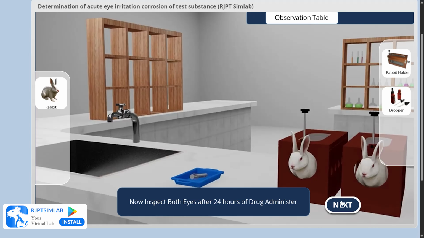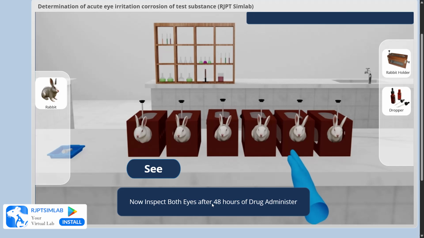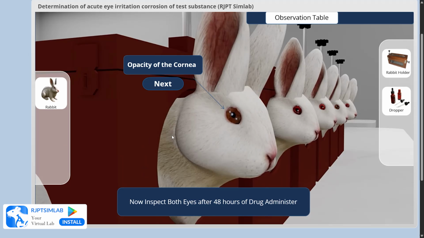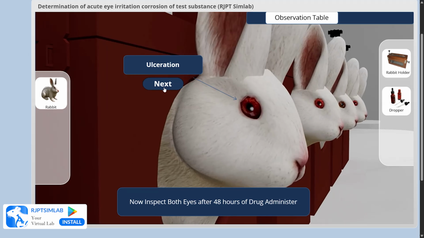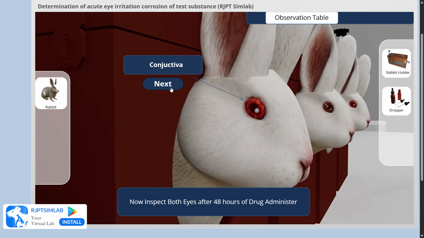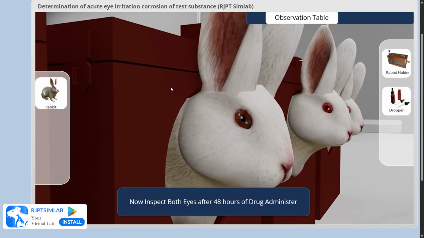So now we will inspect both the eyes again after 48 hours of drug administration, which means after 2 days, after the completion of the 48 hours. As we can observe on the first rabbit, again we have observed the opacity of the cornea, as we earlier observed on the same rabbit. Then on the second rabbit, we have observed ulceration, as we have already observed. Ulceration is the opening of sores or wounds on the surface of the eye. Then the third rabbit has shown conjunctivitis, which is the redness of the eye or irritation.